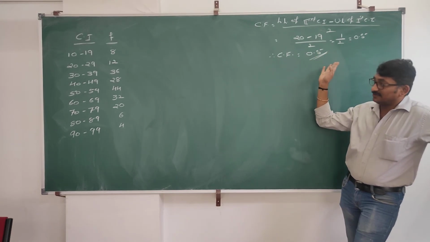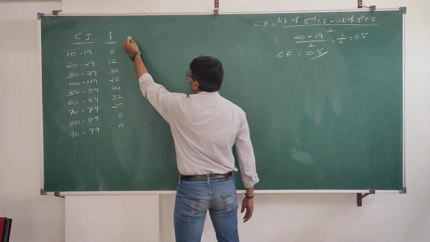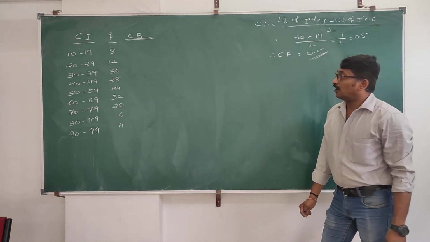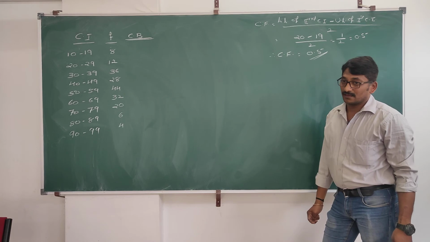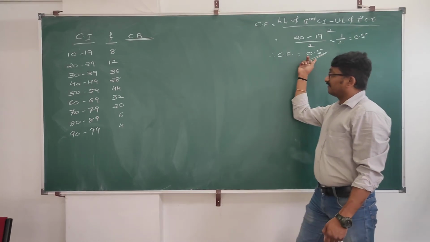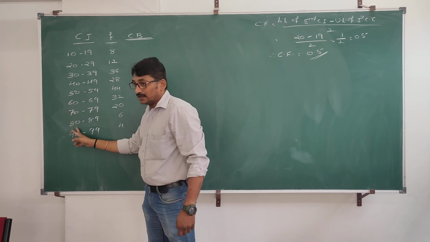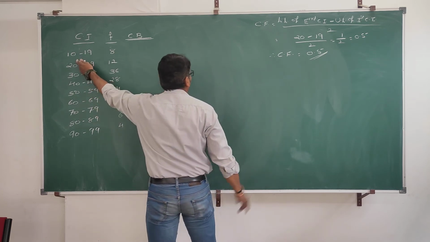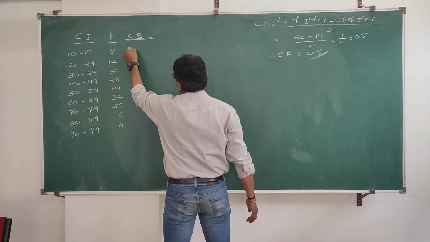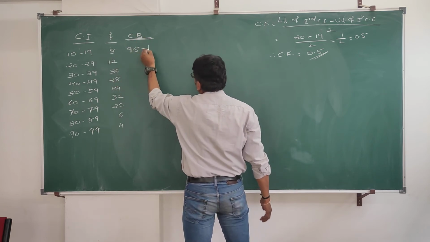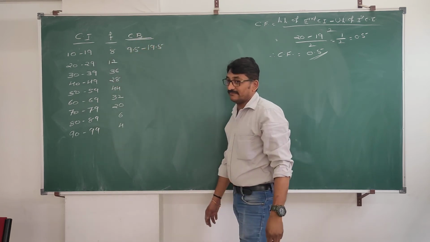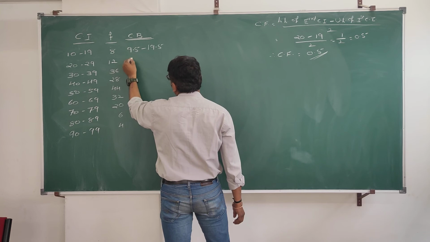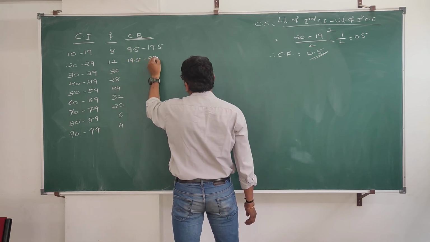Now once you know this correction factor, we have to start with class boundaries. Now how to prepare this class boundary column? You know the rule. This correction factor we always deduct from the lower limit, and the same correction factor we add to the upper limit. That's it. So 10 minus 0.5 comes to 9.5, to 19 plus 0.5 is 19.5. Correct? Like this, calculate the others also. 20 minus 0.5 is 19.5 to 29.5.